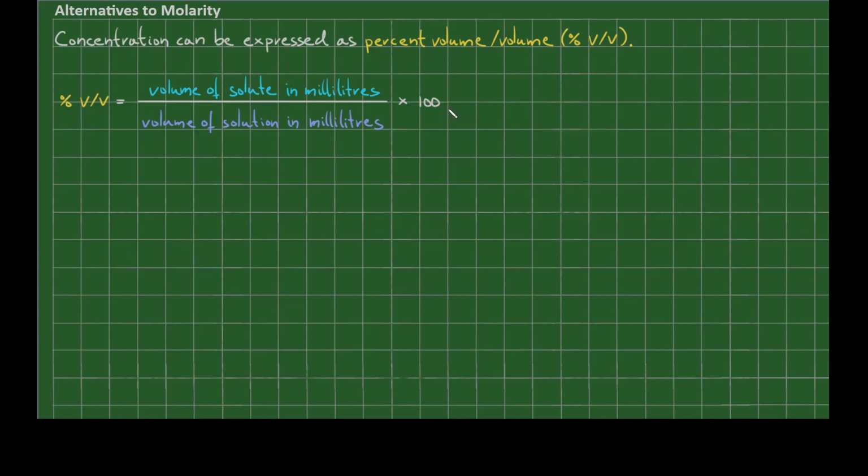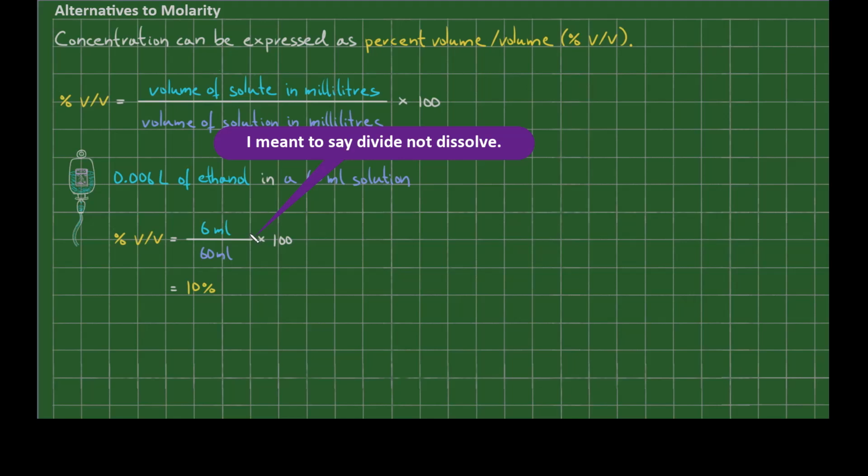In case of methanol poisoning, an ethanol solution can be administered to help. And so I might have 0.006 liters of ethanol in a 60 milliliter solution. To calculate the concentration in terms of percent volume, I would need to divide the volume of ethanol by the volume of the solution. Note that for this calculation to work, I need to convert the 0.006 liters to 6 milliliters. 6 milliliters divided by 60 multiplied by 100 will give me 10% ethanol solution.